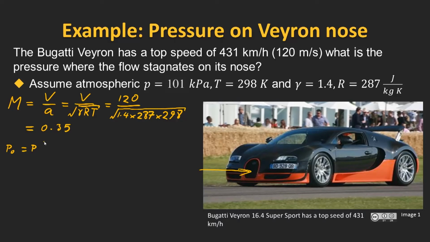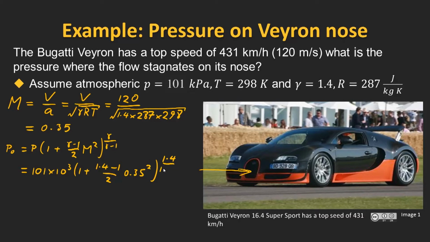Now we can use the expression that we just derived for the stagnation pressure P0. It's going to be equal to the static pressure multiplied by 1 plus gamma minus 1 over 2 times the Mach number squared to the power of gamma over gamma minus 1. Okay, so the atmospheric pressure, which is our static pressure in this case, is 101 kPa. And then we've got our 1 plus gamma minus 1, which is 1.4 minus 1 in this case, over 2 times our Mach number 0.35 squared. And then this is to the power of 1.4 divided by 1.4 minus 1.